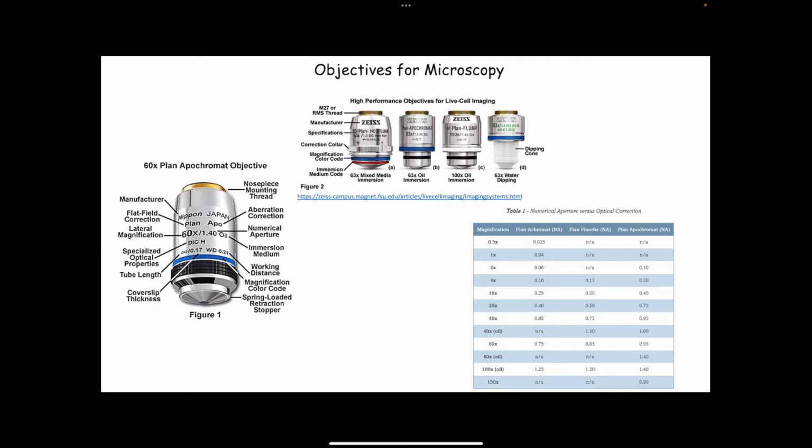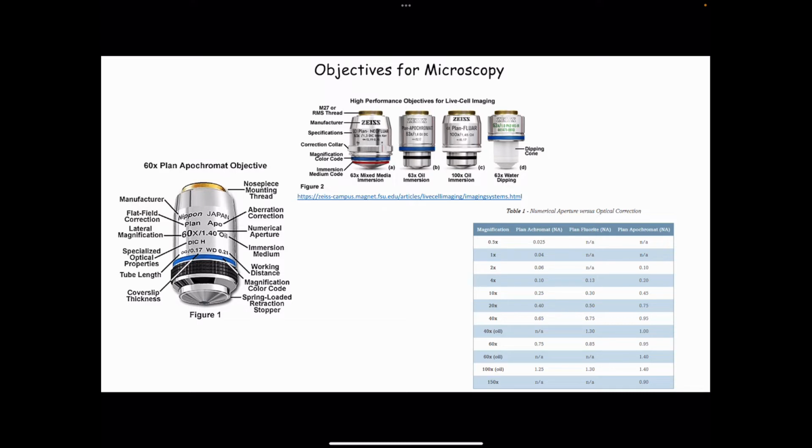Before going into what all immersion media there are, we'll first see what different types of objectives there are and how you can recognize them, and how you can decide which objective to use depending upon your application.